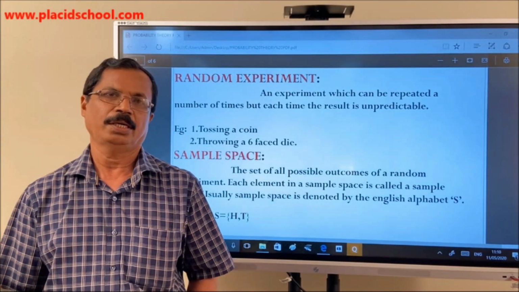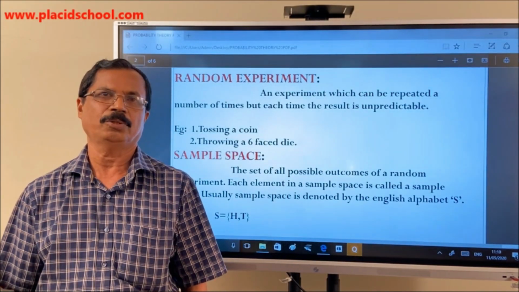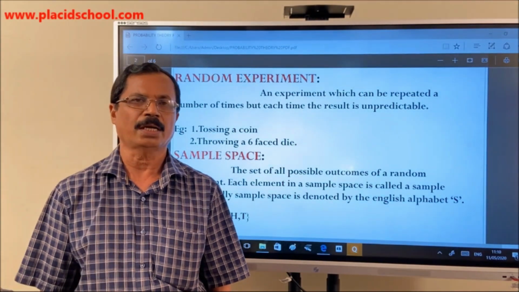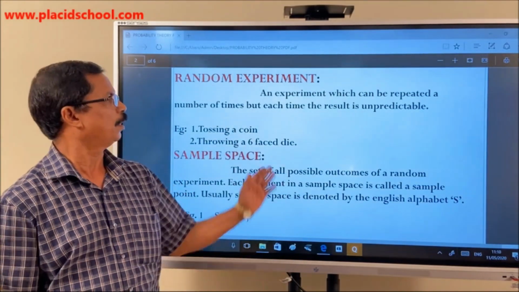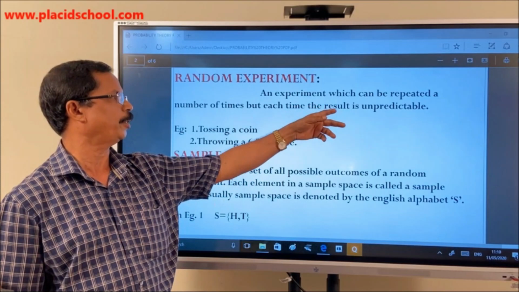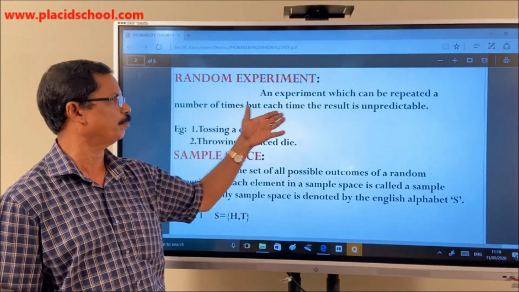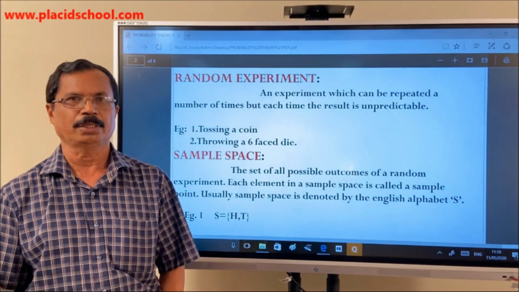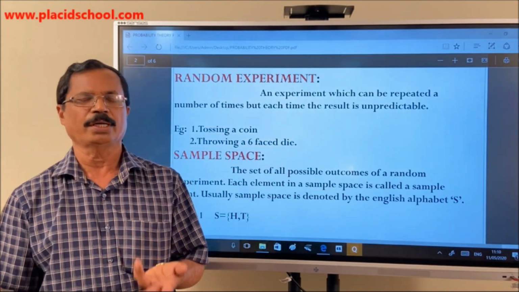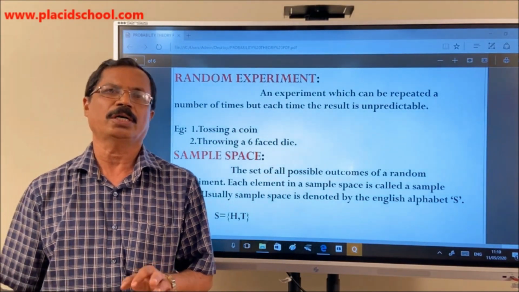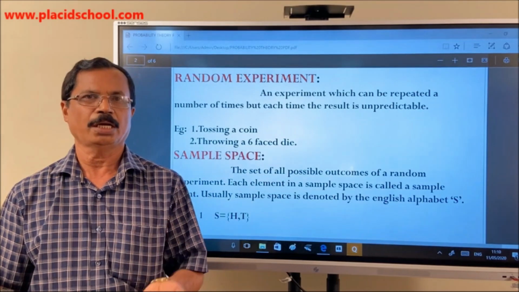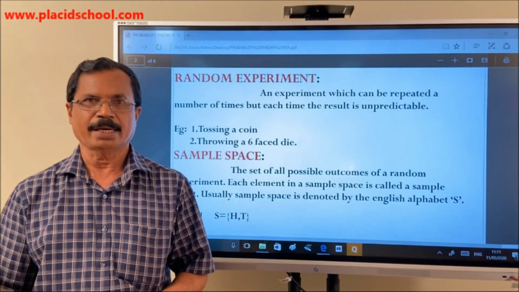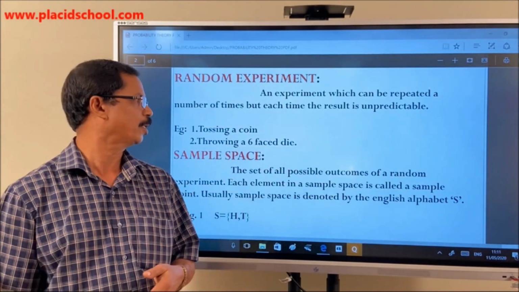Okay, first of all, let us find out what are the important words or definitions of probability. The first one is random experiment. A random experiment is an experiment which can be repeated a number of times, but each time the result is unpredictable. For example, tossing a coin, throwing a die. We are not sure about head or tail when a coin is tossed, and similarly when a die is thrown, we are not sure about which number will appear on the face turned up. So these are known as random experiments.